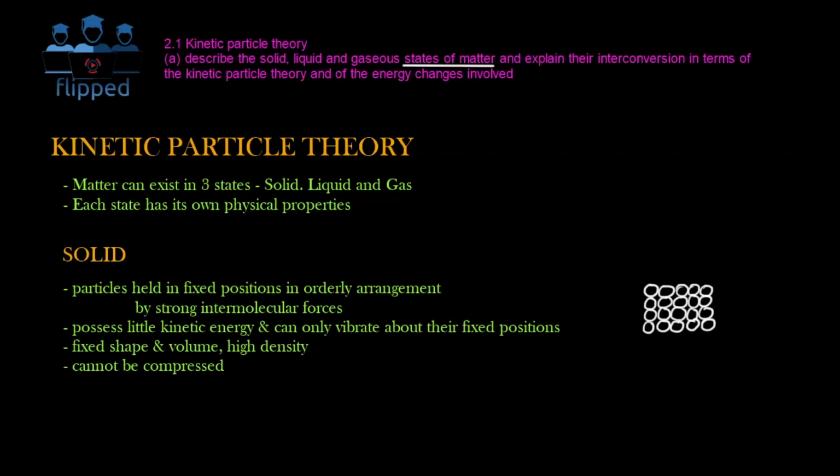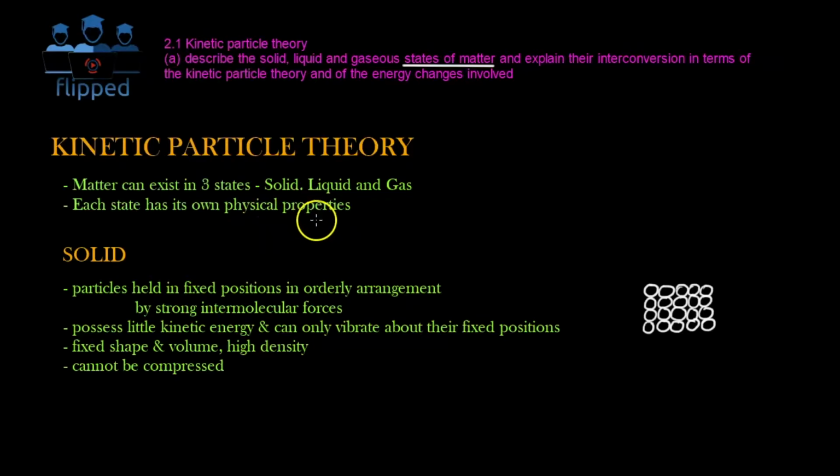Hello, welcome to Flipped. So today we are on kinetic particle theory, focusing on the states of matter. Kinetic particle theory really just means to use the movement, kinetic, of particles to explain why certain states have certain properties. And there are three states. First is the solid, second is liquid, third is gas, and each state has its own physical properties.